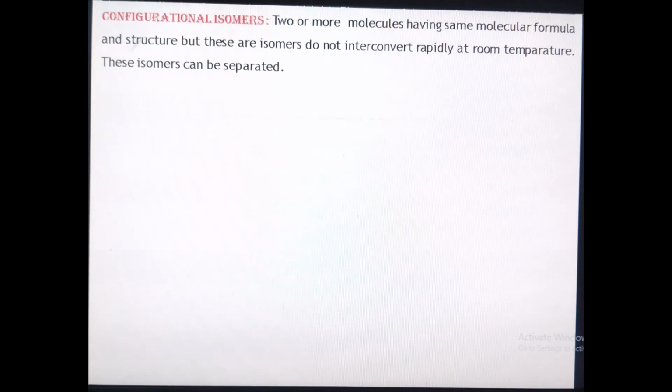Here the configurational isomers cannot be interconverted at room temperature. Two or more molecules having the same molecular formula and structure, but which are isomers that do not interconvert rapidly at room temperature, and these can be separated. Again, the configurational isomers are classified into two classes: geometrical isomerism and optical isomerism. First, we shall see geometrical isomerism.